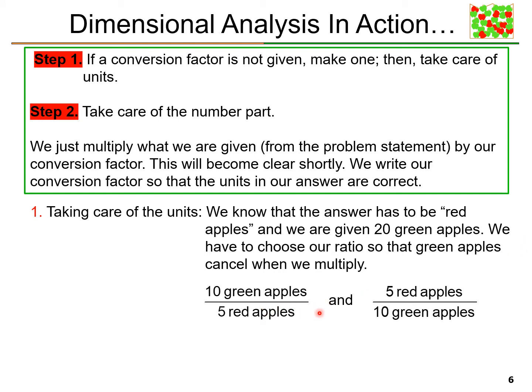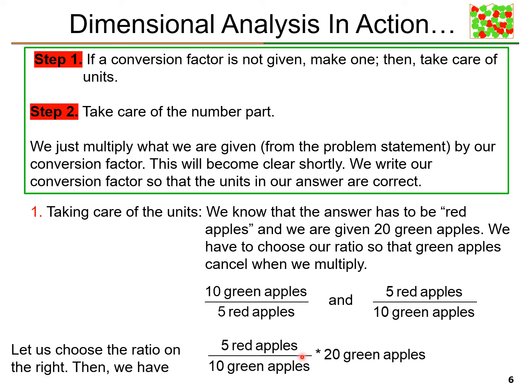So again, here are our two ratios. Let us choose the ratio on the right, this one here. Then we write that ratio down and multiply by what we are given. We are given 20 green apples. So we can already see that we might have something that will divide out. But I need to show you one more little simple step before it becomes clear that you will have something that will divide out.